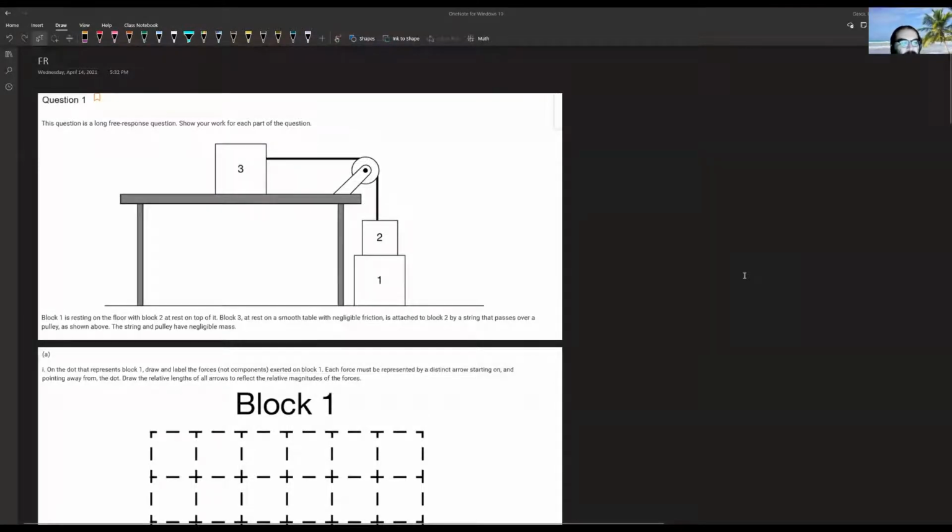Hello, everybody. We're going to be going over free response questions for Unit 2. There are two in this section. And so we'll be taking a look at how forces act on different objects and how we can describe those forces with free body diagrams and what happens when these forces act on a system.